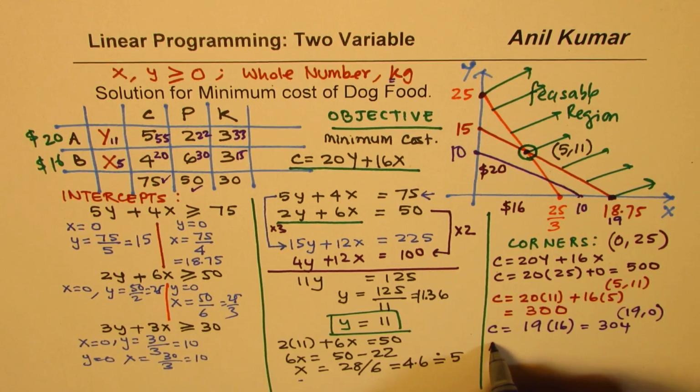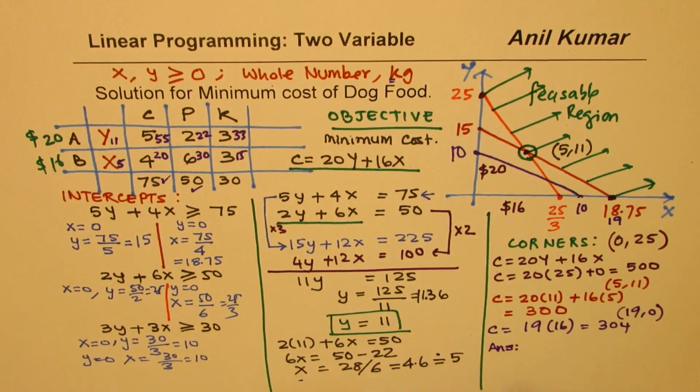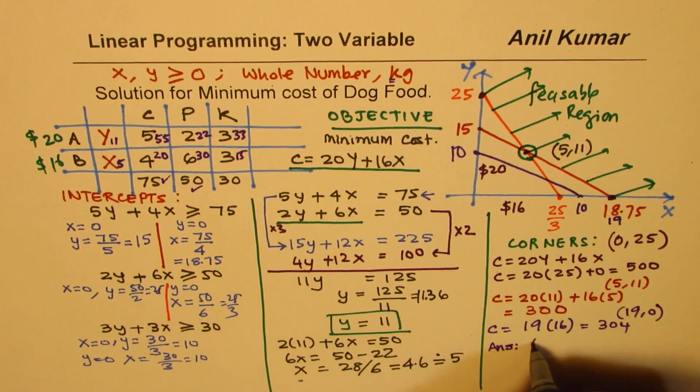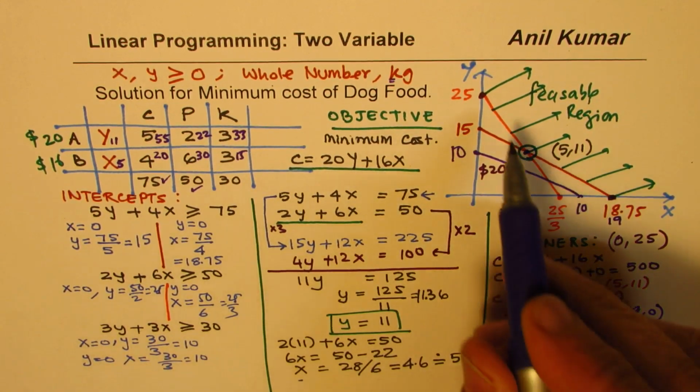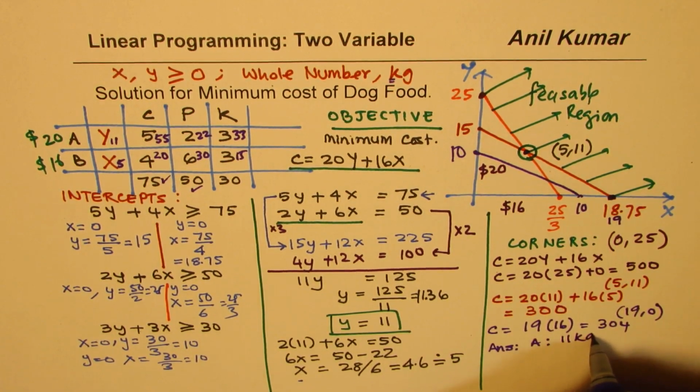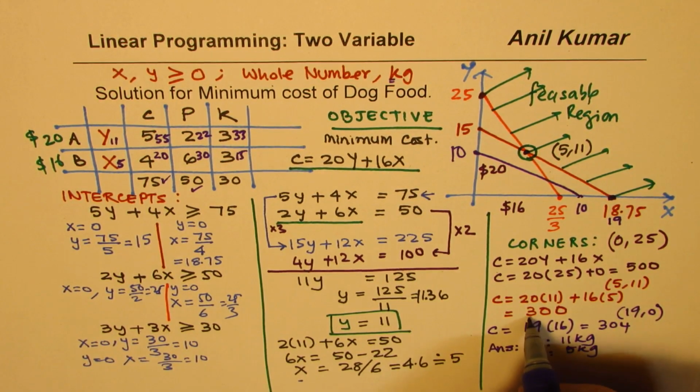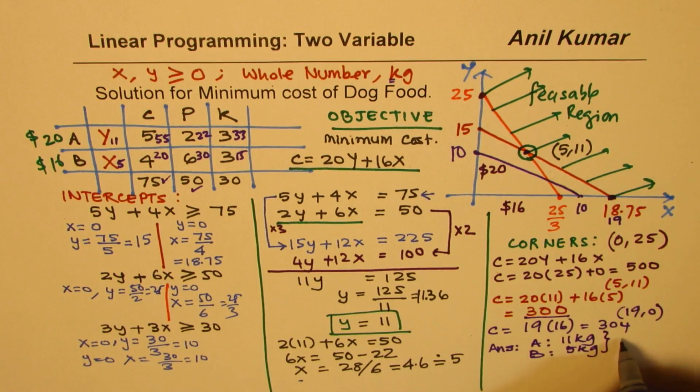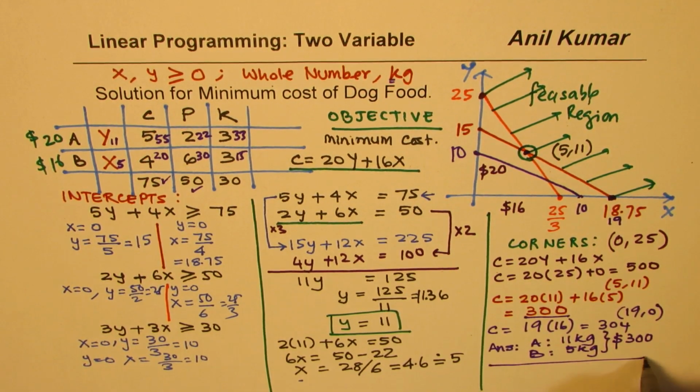Perfect. So our answer here is that dog food A should be 11 kgs, right? And B should be 5 kg for a minimum cost, which is going to be $300. Correct? So that is how you can solve this question.